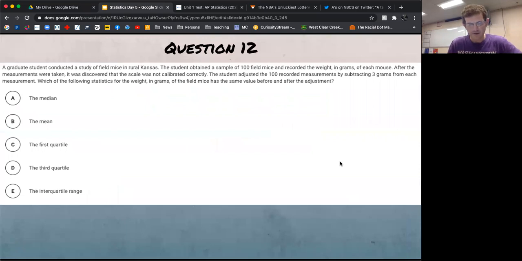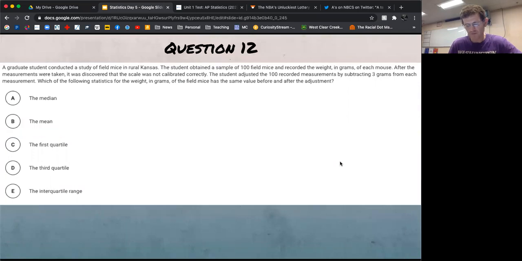All right, a graduate student conducted a study of field mice in rural Kansas. The student obtained a sample of 100 field mice and recorded the weight in grams of each mouse. After the measurements were taken, it was discovered that the scale was not calibrated correctly. The student adjusted the 100 recorded measurements by subtracting 3 grams from each measurement. Which of the following statistics for the weight in grams of the field mice was the same value before and after the adjustment?